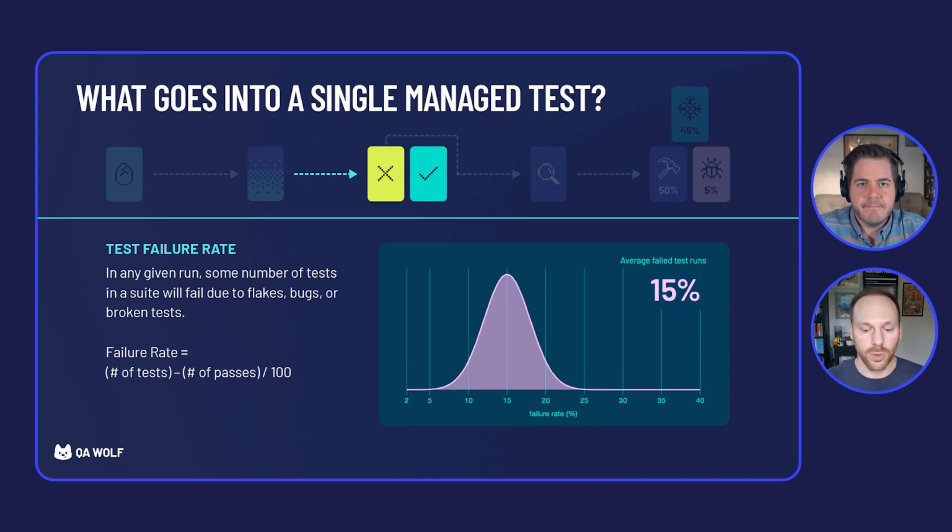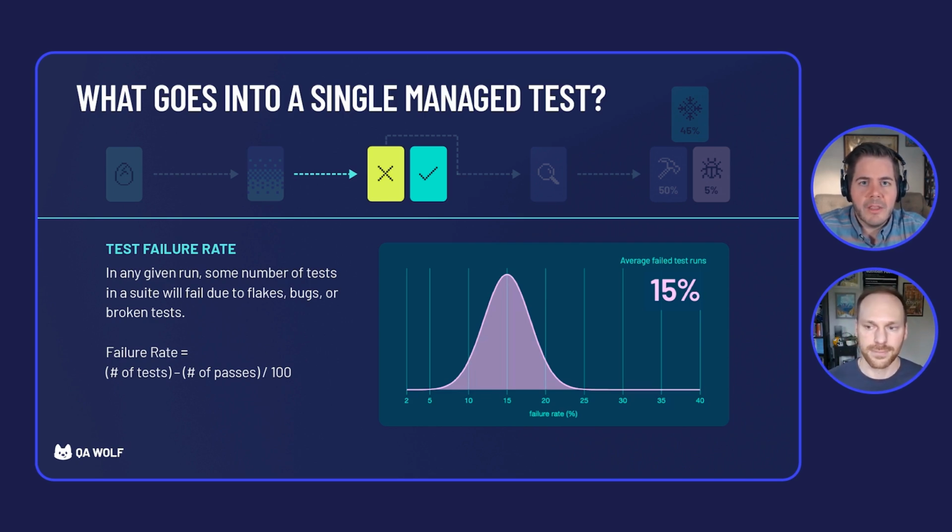But the thing to take into account now is about 15% of any test suite is going to fail. So if you have 100 tests, you can bet that about 15 are going to fail for you. And so our failure rate, the quick formula for it is number of tests minus number of passes divided by 100, and that gives you the failure rate. And so, like I said, if you have 100 tests, about 15 are going to fail because we found across all of our 3.5 million runs that about 15% are going to fail.